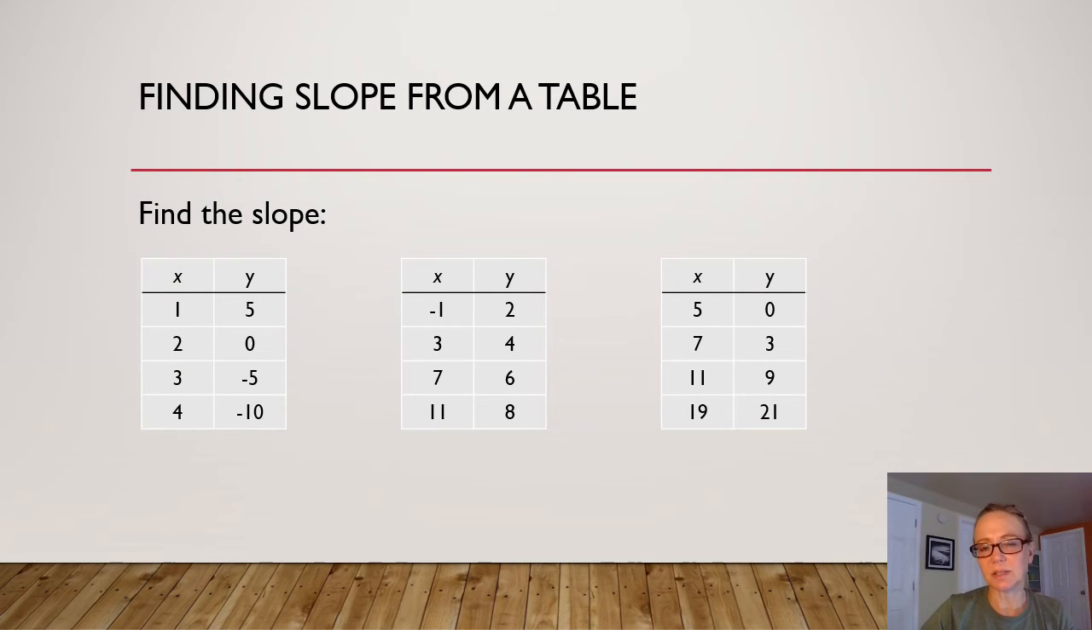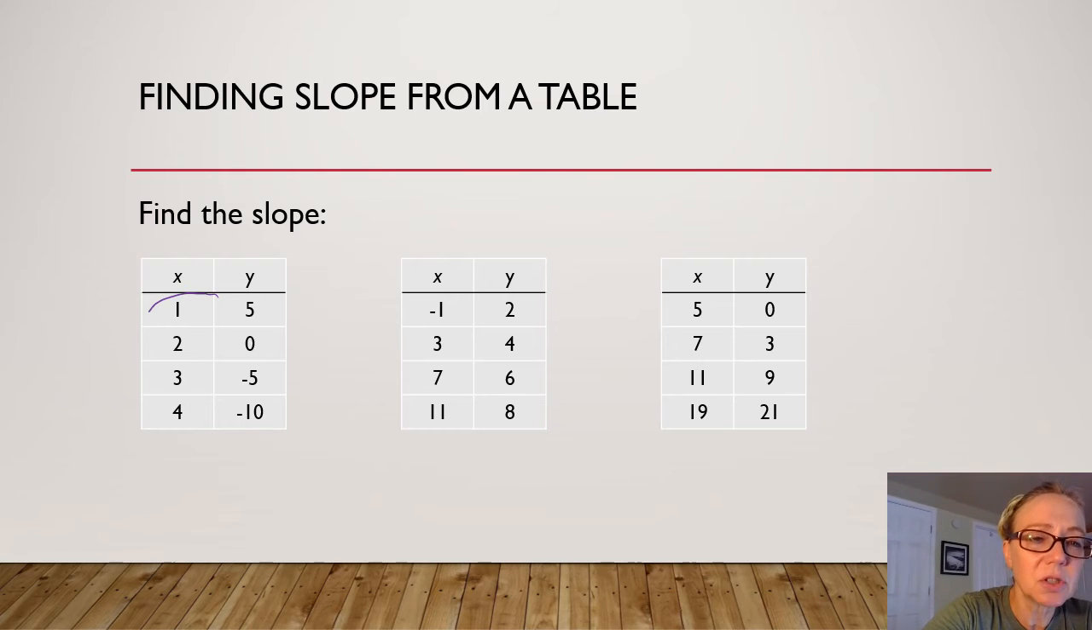Now we're going to find slope given a table of values. This is really the same as the y2 minus y1 thing. It's just that the structure is different and you actually have more points to choose from. We're going to start by picking 2 points. In the first problem, I'm going to pick the first 2 points.